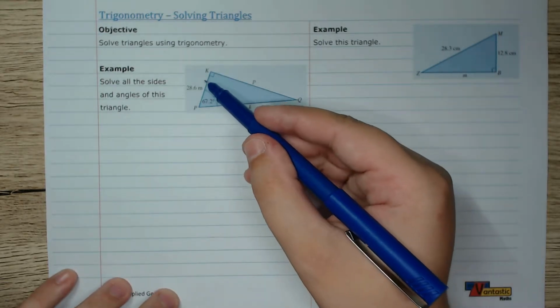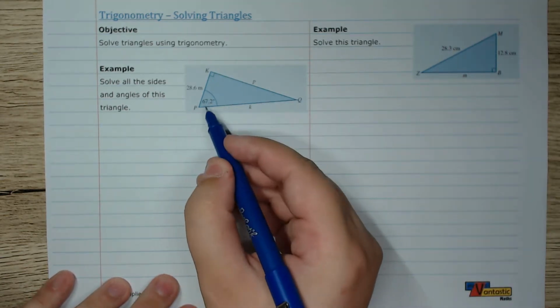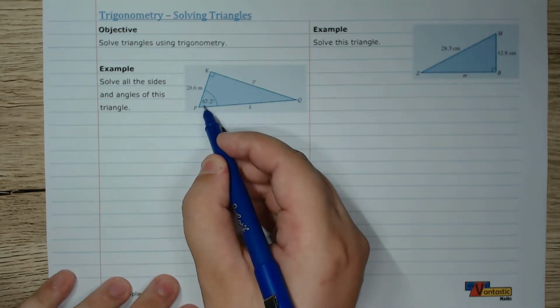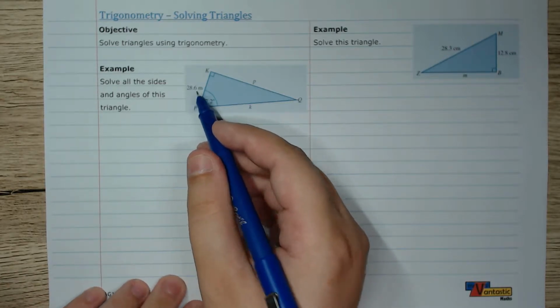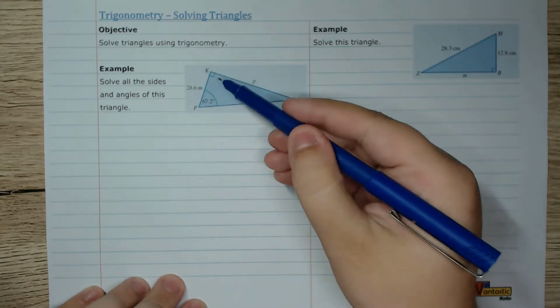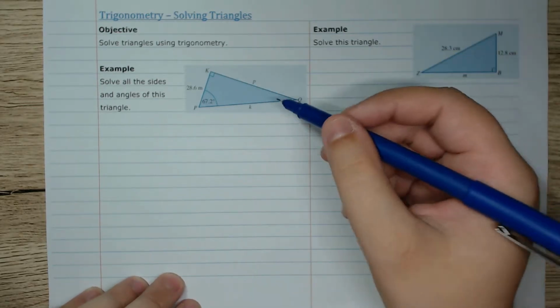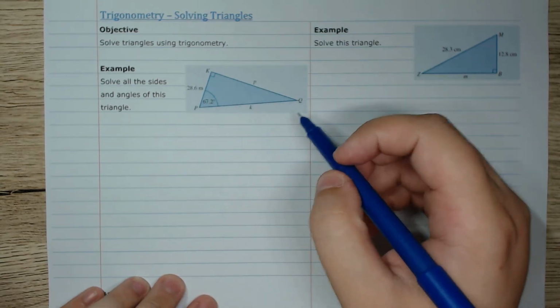So here we've got a triangle and we only know two pieces of information. We know that this corner is 67.2 degrees and this side is 28.6 meters long. And of course we know that we have a right angle in here. We want to use this information to solve the rest of the triangle.